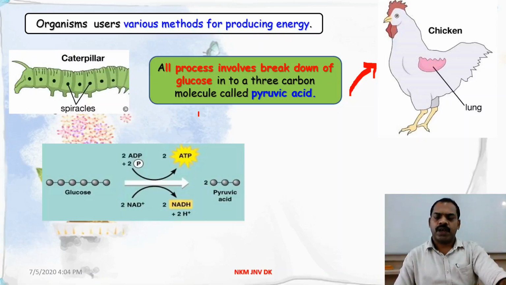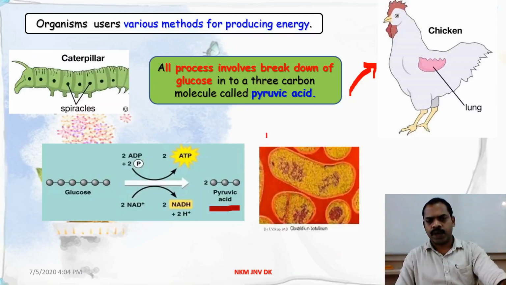Yeast, aerobic or anaerobic, the first process is the same, where glucose is broken down into pyruvic acid. Glucose has 6 carbons: 1, 2, 3, 4, 5, 6. You can see the 6 carbon molecule is broken down by releasing energy and forms 2 pyruvic acid. Pyruvic acid is a 3 carbon compound. So 2 pyruvic acid are formed from a single glucose by producing little energy. It can be done by aerobic or anaerobic organisms.